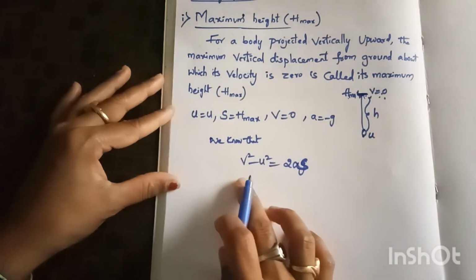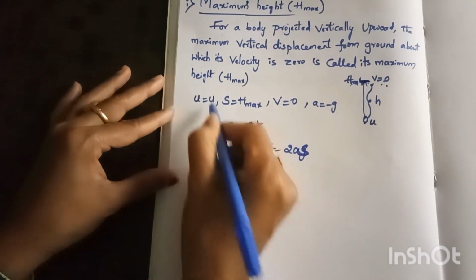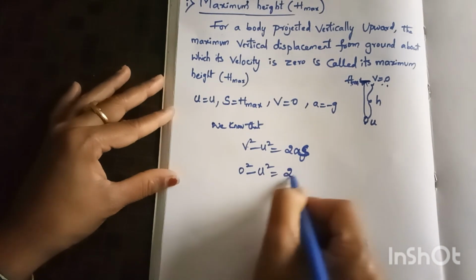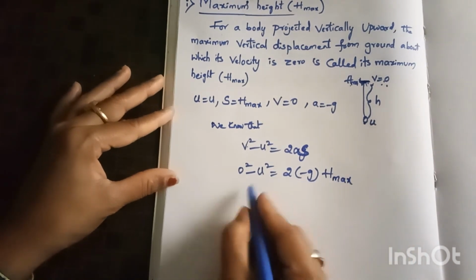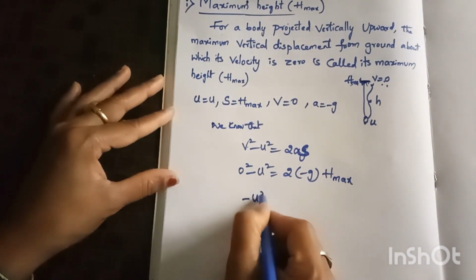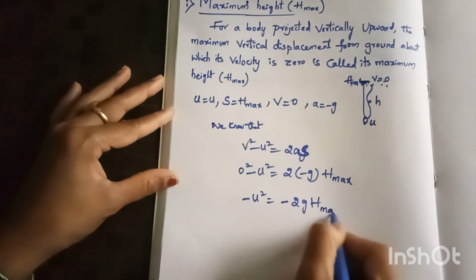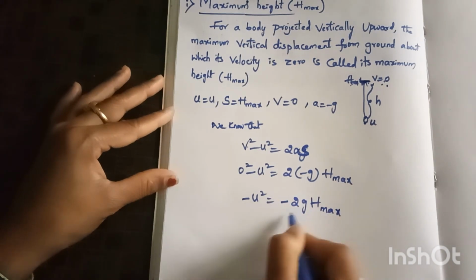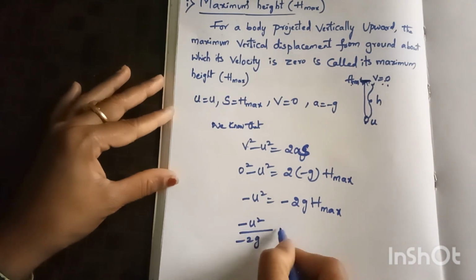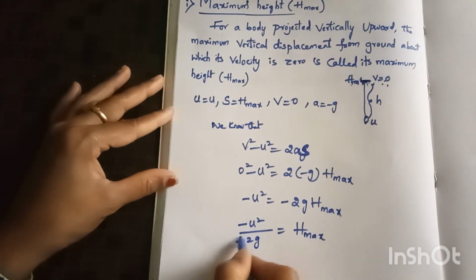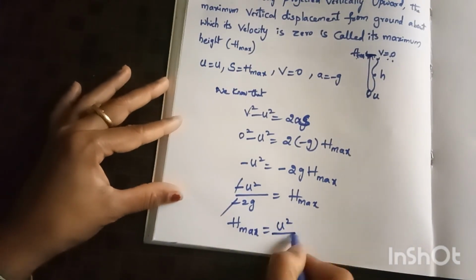Substitute all these values in this formula to get the maximum height. V square means 0 square, minus u square, is minus u square, equals 2a, that is minus 2g, times s, which is H maximum. We want H maximum, so we send minus 2g to the left-hand side, where it divides. Minus u square by minus 2g equals H maximum. The minuses cancel, so H maximum is equal to u square by 2g.